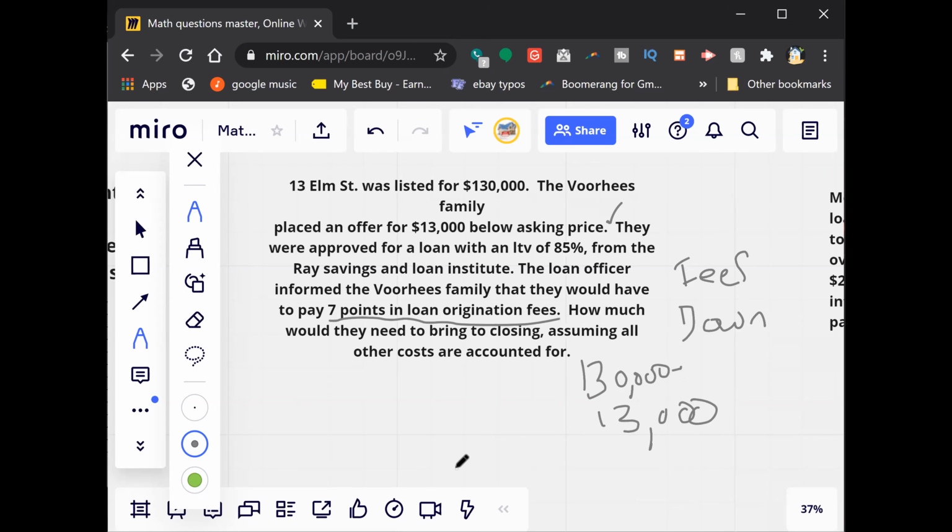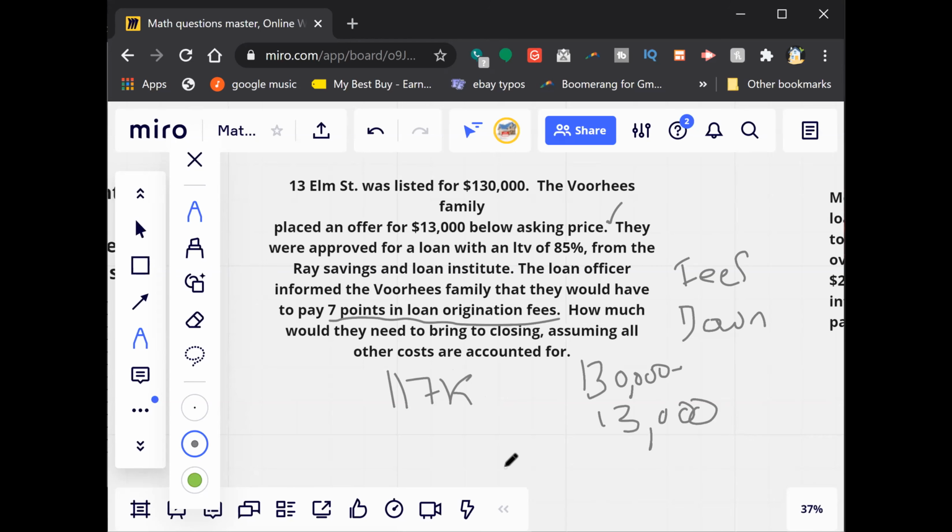Okay. 130,000 minus 13,000 gives us 117,000. So what is that 117,000? Okay. That's how much they paid for the home, right? That's how much they agreed to pay for the property. Okay. So now, knowing that, what do we need to figure out?